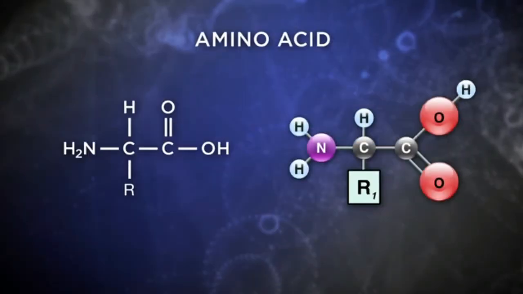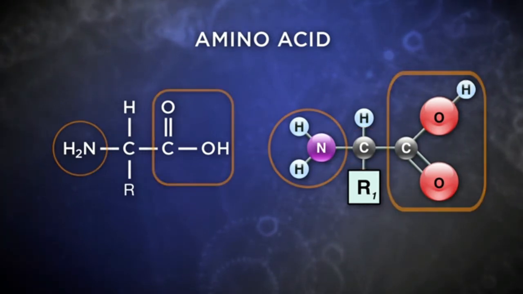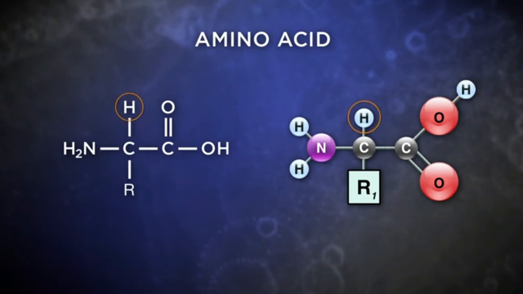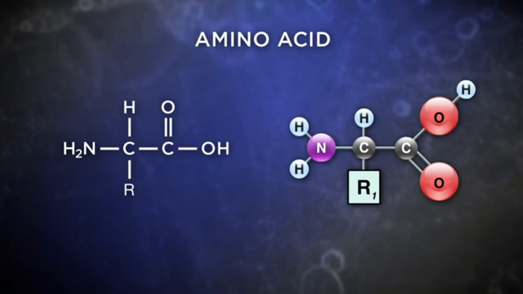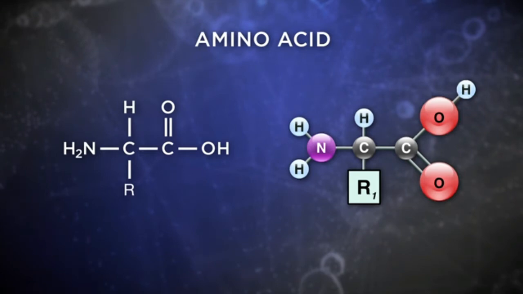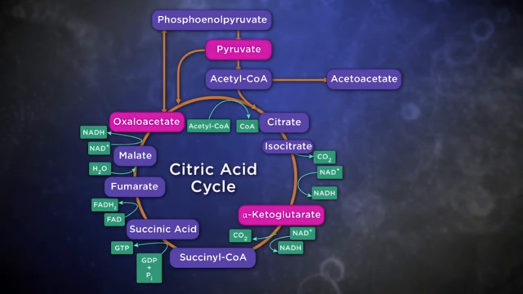Amino acids, as you know, have a characteristic structure. The alpha carbon is attached to an amino group, a carboxyl group, a hydrogen, and an R group or side chain that is different for each amino acid. To make amino acids, cells start with molecules produced in metabolic pathways. Starter molecules include alpha-ketoglutarate, oxaloacetate, and pyruvate.